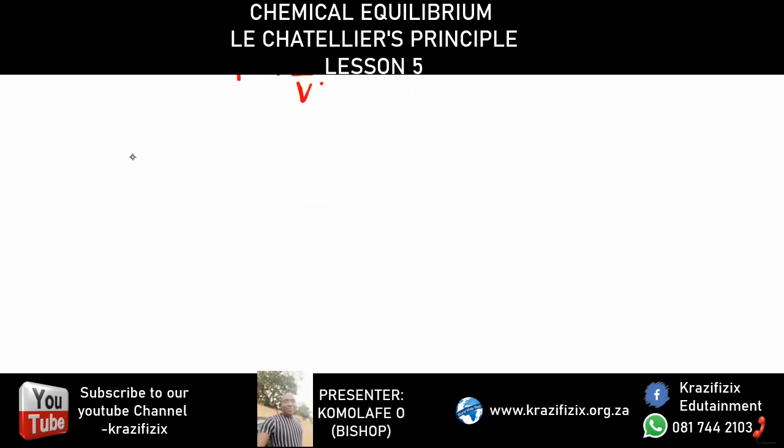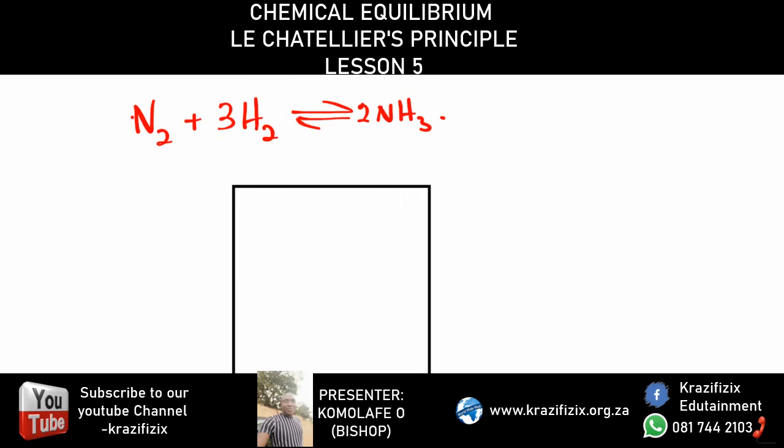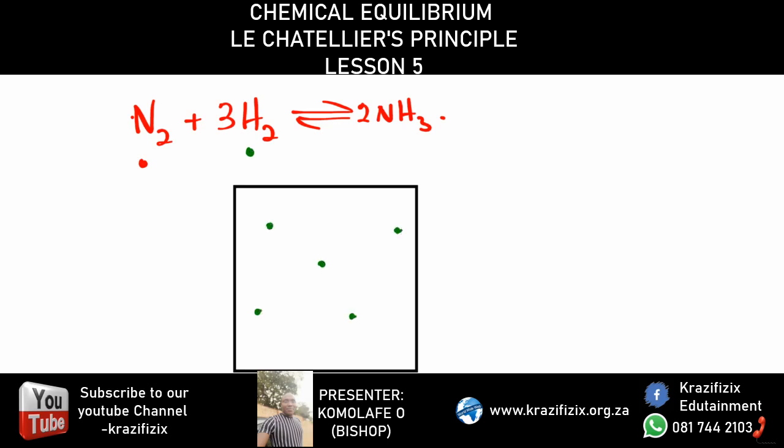Consider this reaction. Nitrogen gas plus hydrogen gas to give us ammonia gas. I want you to see something here quickly. So I have a closed container. Let's use a red dot for nitrogen, and let's use a green dot for hydrogen. So I do have hydrogen. I want you to see, remember it's a gas, spatial distribution. Let me make it nicer.